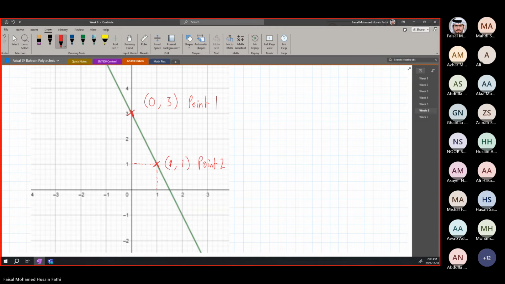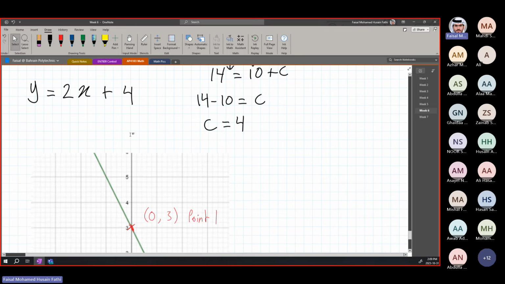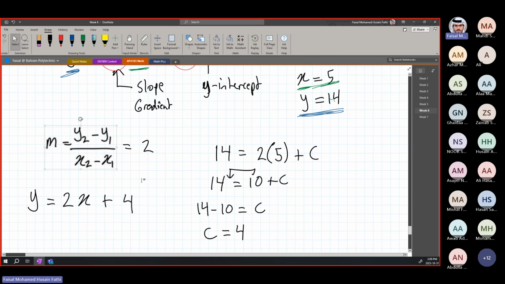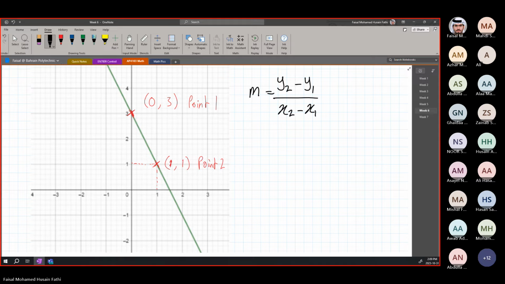Okay? So this is the first step: you have to determine 2 points. And then we need to apply this equation to get the slope. So the first thing was we need to find the slope. We have the coordinates of point 1 and point 2, so we do point 2 minus point 1, like here. So m is equal to y2, which is 1. Just so it's clear, this is y2, this is x2, this is x1, this is y1.